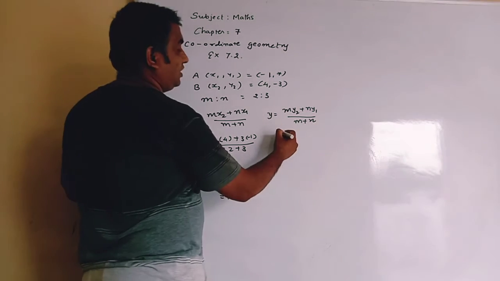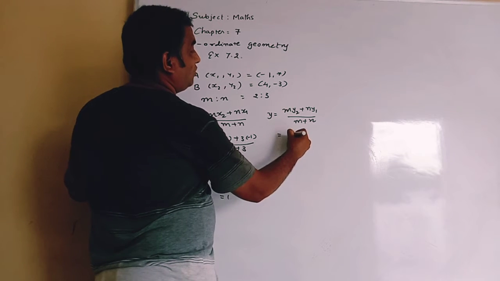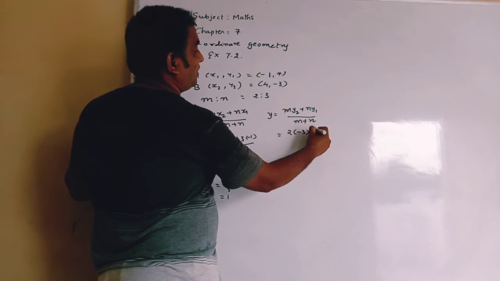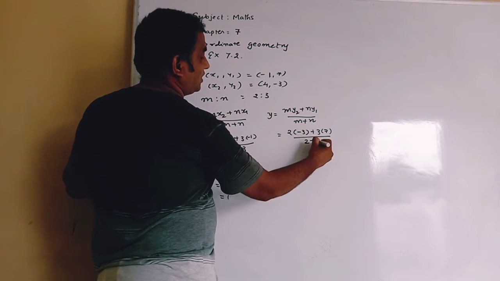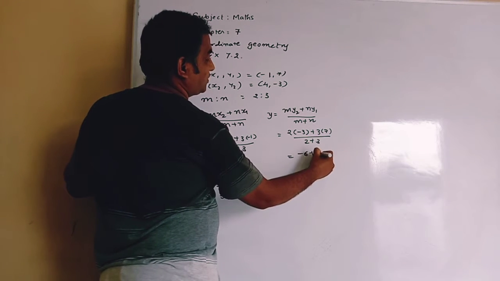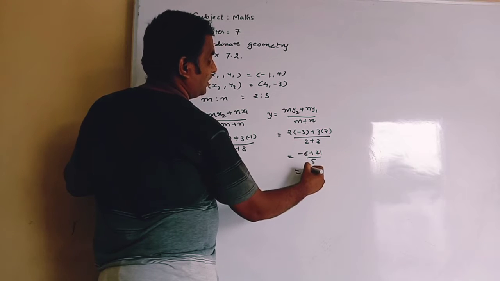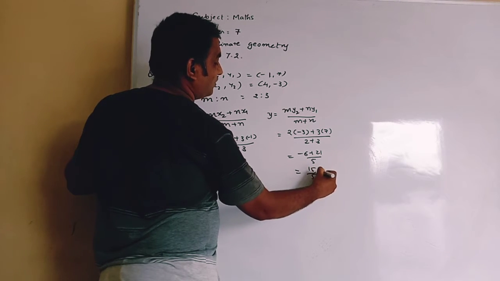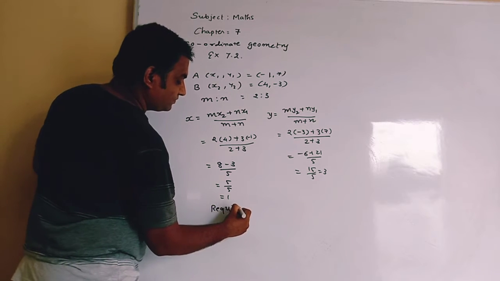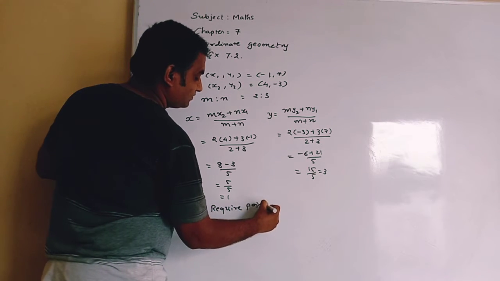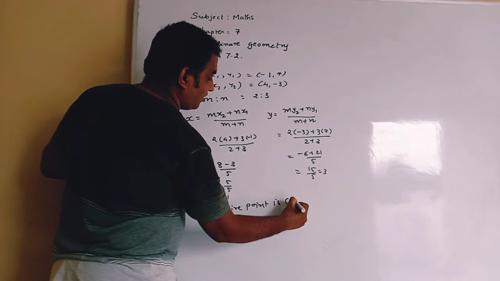And here 2 into y2, minus 3, plus 3 into 7, by 2 plus 3. So -6 plus 21 by 5, that is 15 by 5, 3. And so the required point is 1, 3.